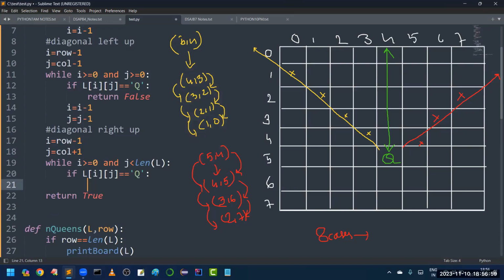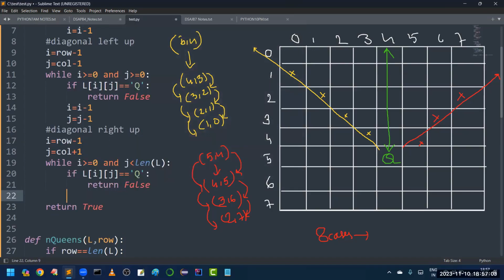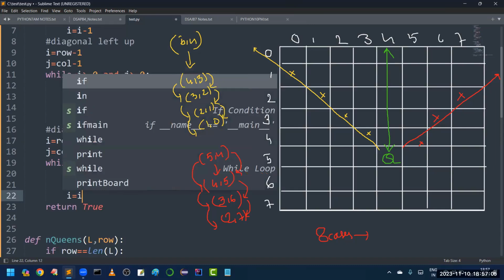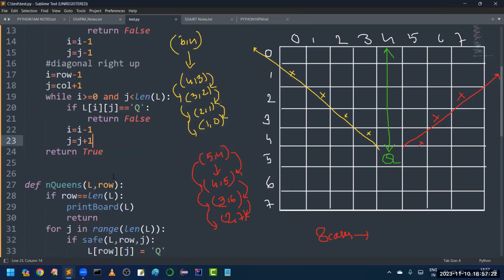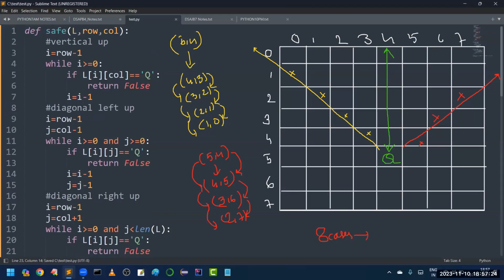If there is a queen, then immediately we have to return false. Otherwise, what we are doing: i is equal to i minus 1, j is equal to j plus 1. Like that we are going to do. So if anywhere in this particular red color line there is a queen, then immediately we are going to change that value. Otherwise we are not going to do. That's all, sir. This is nothing but the total function what we have.